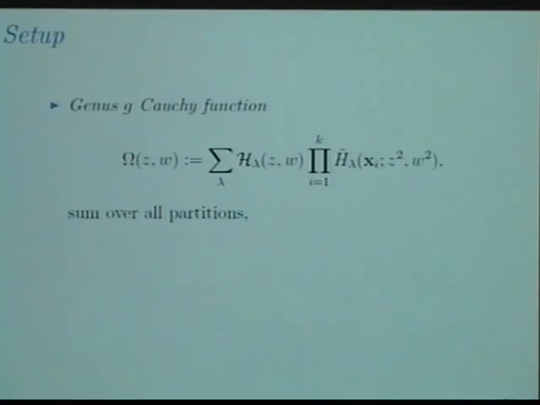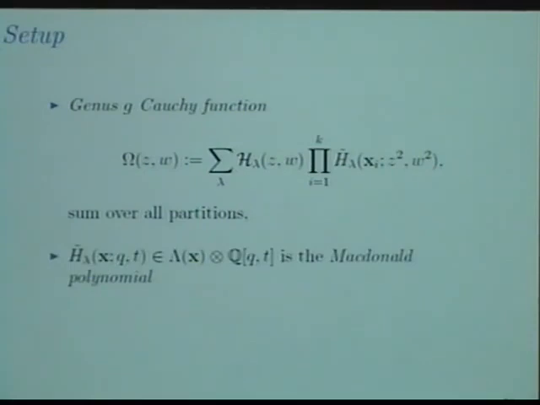Okay, so I'm going to define this huge gadget, Omega(z,w), the genus g Cauchy function, and the sum is over all partitions lambda. I'm going to explain the various pieces slowly. First, let me explain this. Unfortunately, everything seems to start with an H, so there are zillions of H's meaning different things. H here stands for Macdonald. This H tilde here is a Macdonald polynomial, which is neither a polynomial, although it was defined by Macdonald.